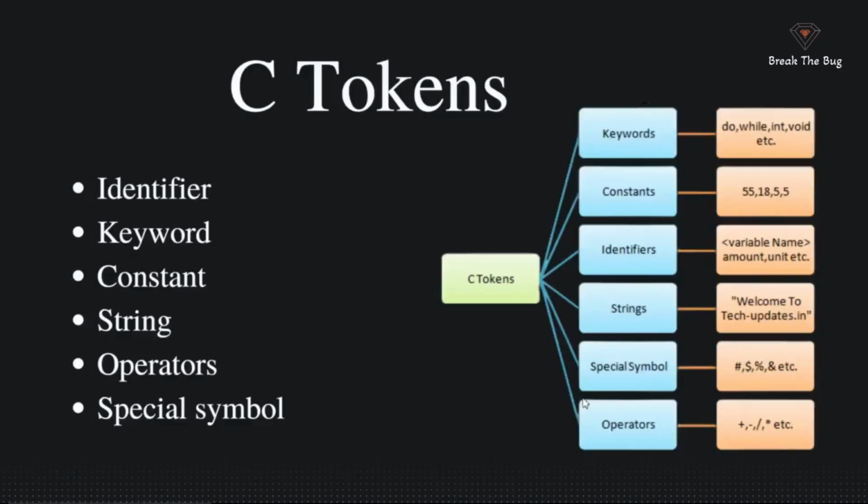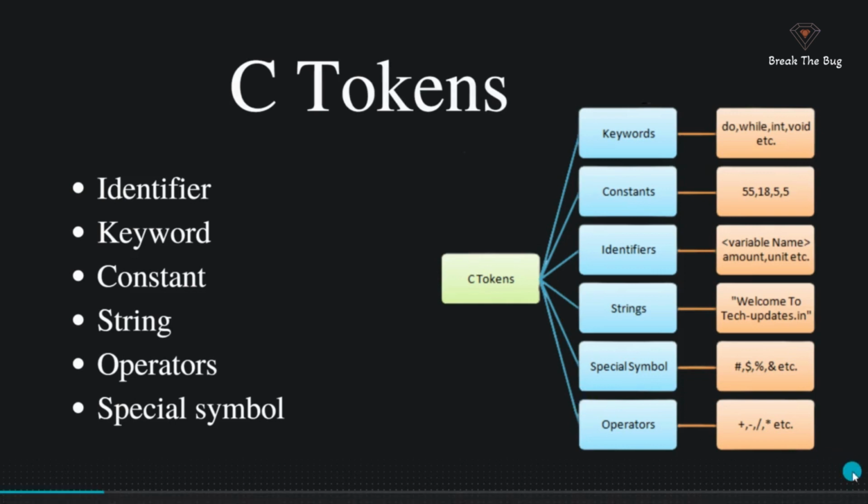In this video, we will learn about C tokens. What are the C tokens? If you want to learn any new language, you need knowledge of the alphabets of that language. In the C language, tokens work like that. C tokens are divided into 6 parts: identifiers, keywords, constants, strings, operators, and special symbols.